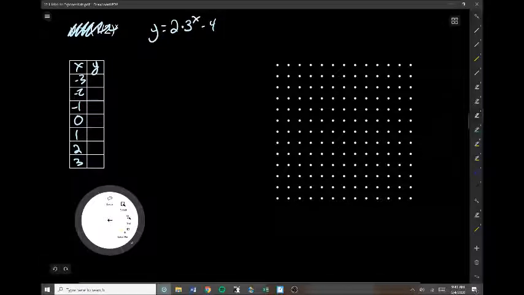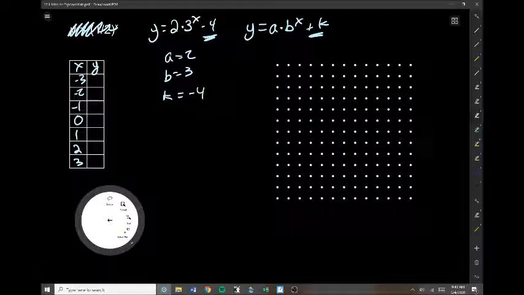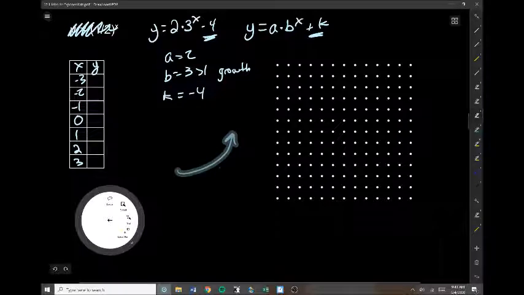So right now, exponentials have this equation, y equals a times b to the x plus k. If we have something being added or subtracted out here, we call it k. So right now my a value is 2, my b value is 3, my k value is -4. Because the base is greater than 1, this is going to have growth. The graph's going to do something kind of like this. But let's plug in points and calculate.